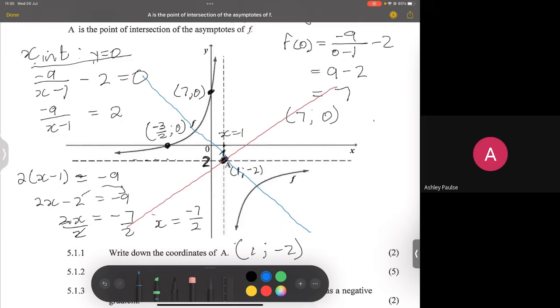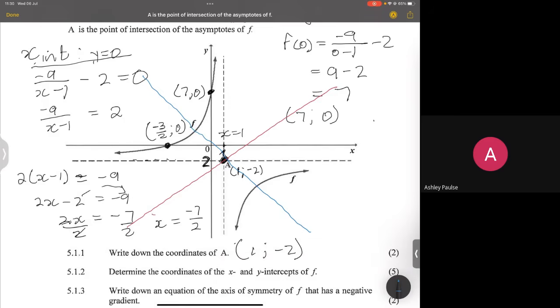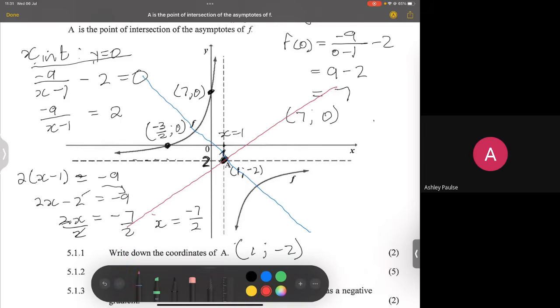Okay? Now, so the first axis of symmetry, the red one, okay, would be the line y is equal to x plus p, where p is a value. To get the value of p, we can just substitute that point there, the point of intersection of your asymptotes.